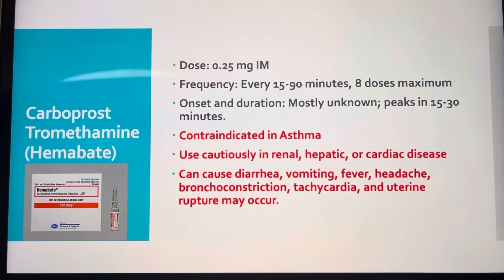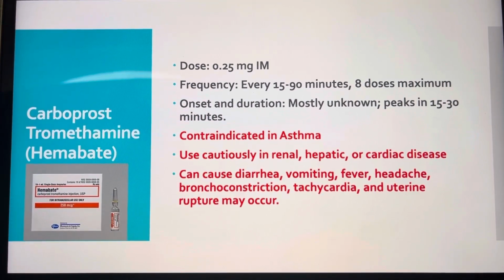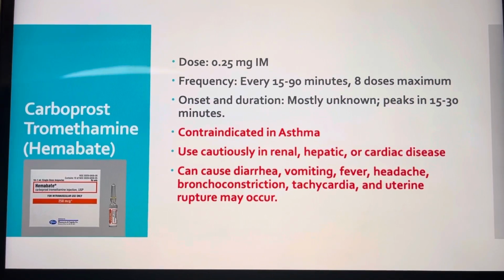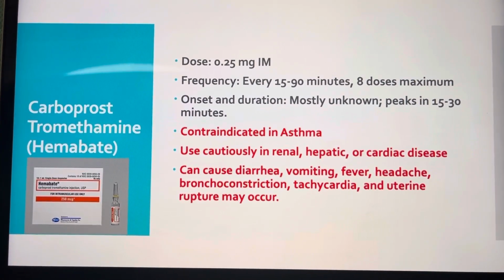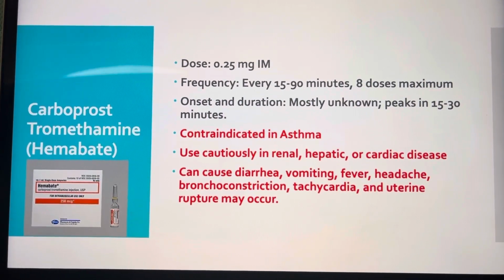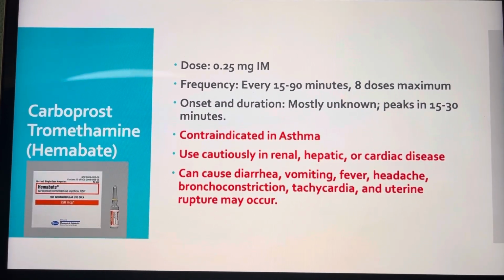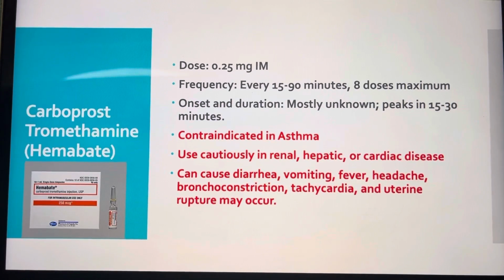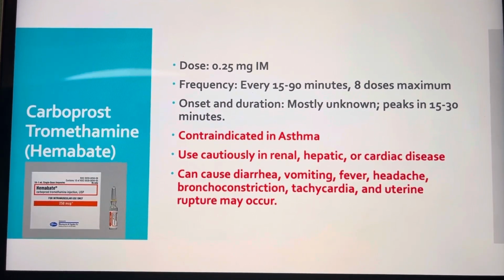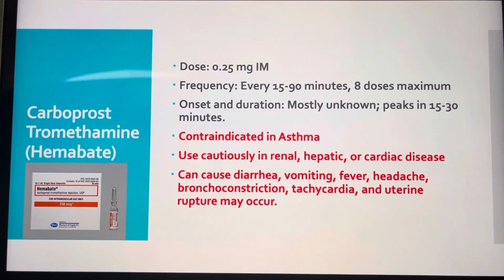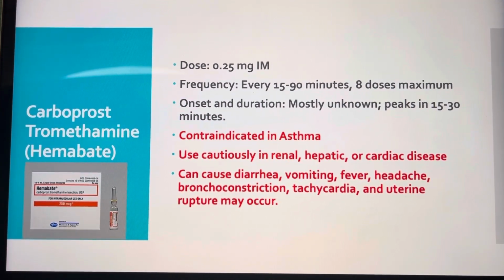One reason, it can cause wheezing. It can increase the wheezing, so you would have an asthma reaction episode. Another 3 side effects that are very common are diarrhea, vomiting, and nausea. Fever, headache, bronchial constriction, tachycardia, and uterine rupture may occur. The purpose of this medication as well is to produce uterine contractions.